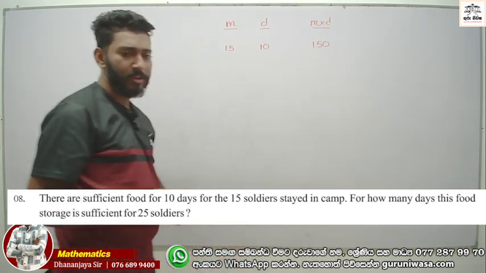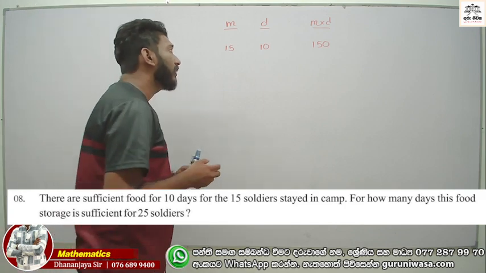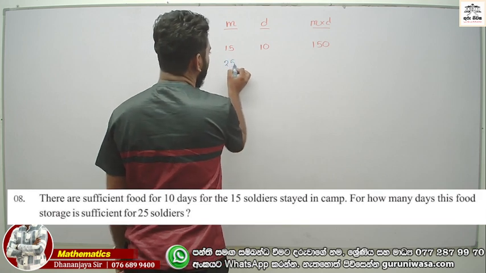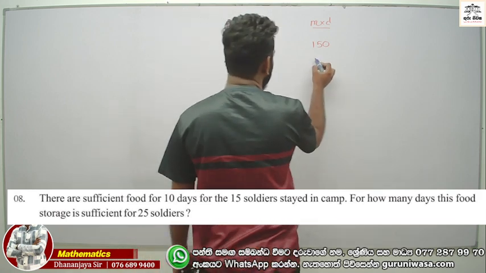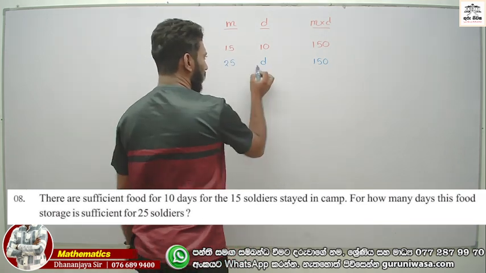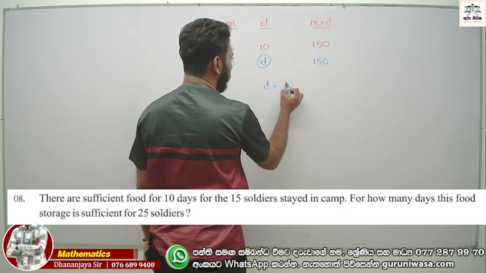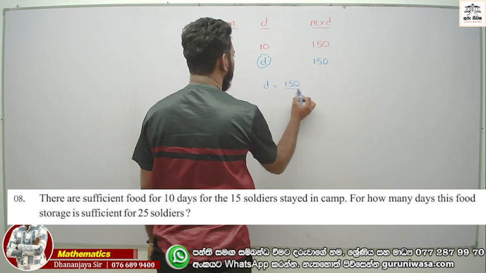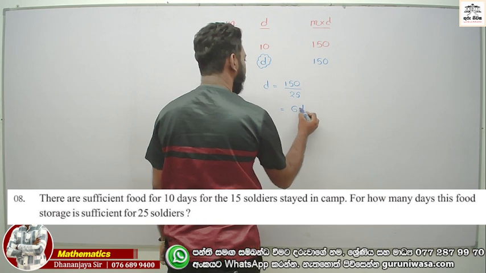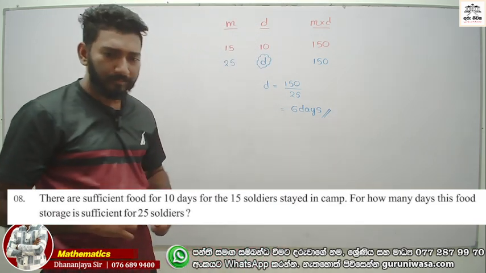This is a scenario. Now, how many days is this food storage sufficient for 25 soldiers? Now, the question is very easy. 25 soldiers, and days we don't know, and the man-days quantity is 150. Now, how to find D? You need to divide by 25. Number of days equals 150 divided by 25, and the answer becomes 6 days. 6 days. Well done.